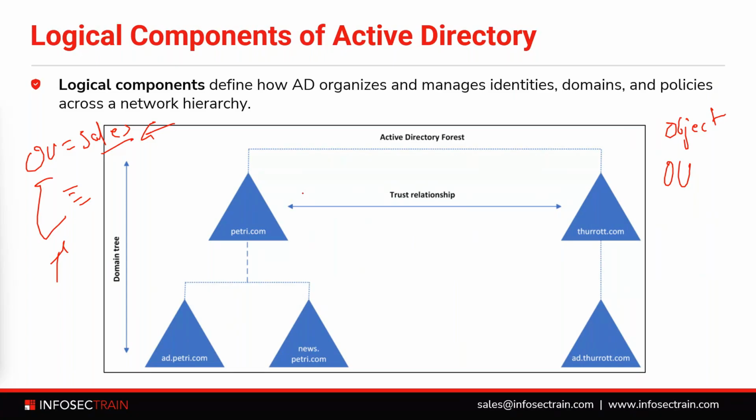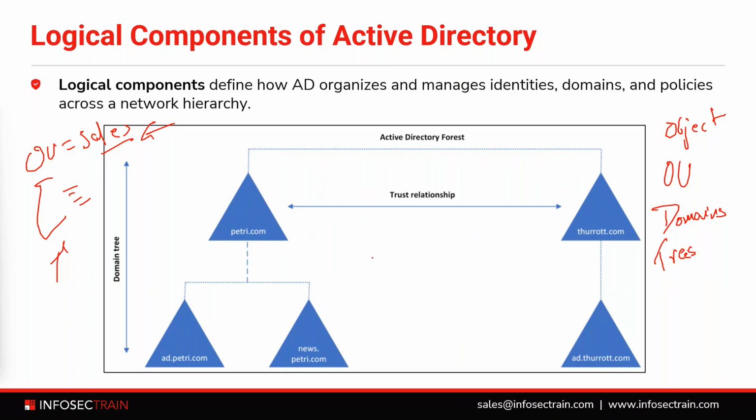Then we have domains. What is a domain? So domain is the core unit of Active Directory structure. It represents a security boundary. Each domain has its policies and trust relationships. Then we have domain trees as well. So it is a hierarchy of domains that share a contiguous namespace, right?